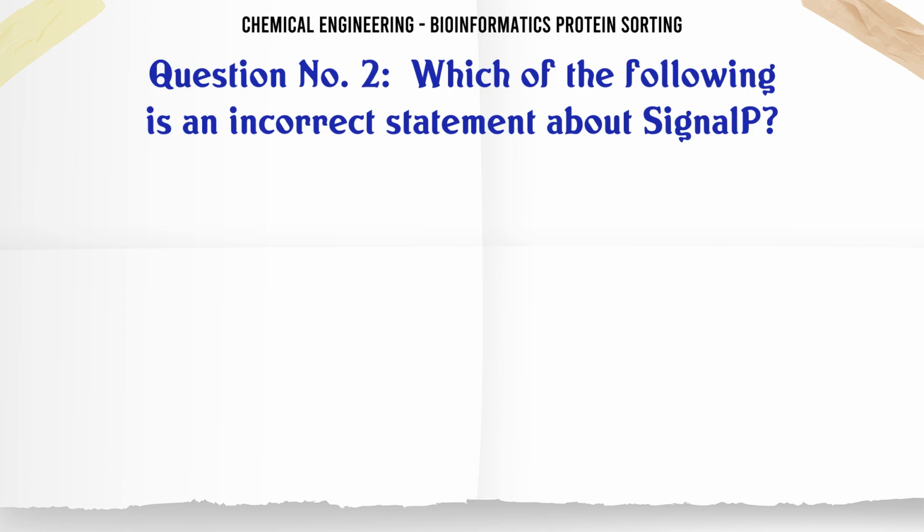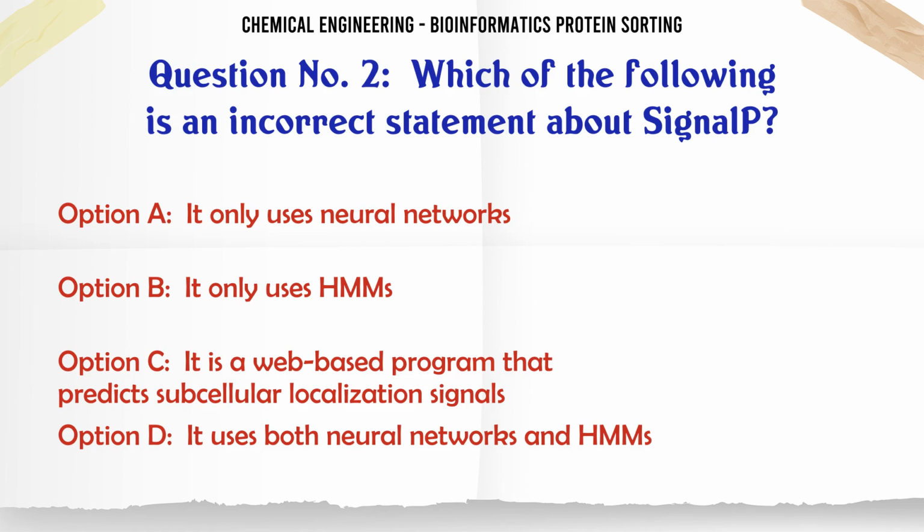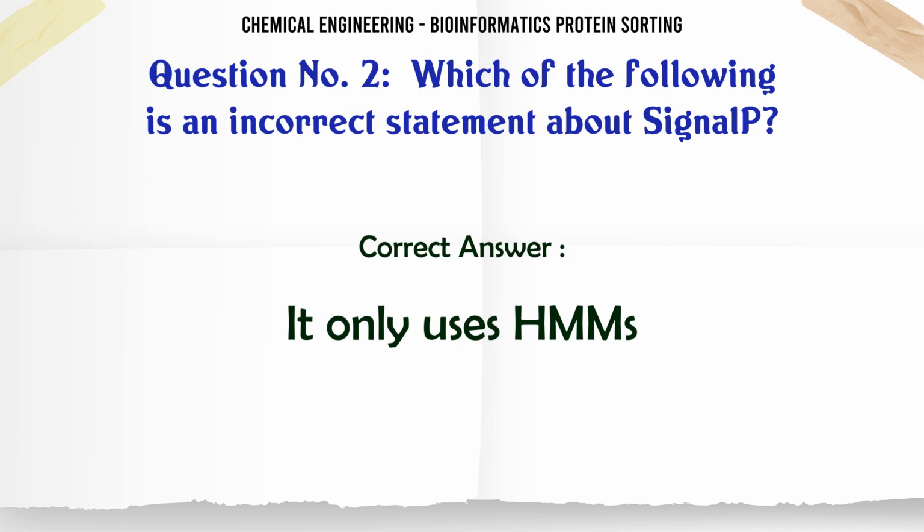Which of the following is an incorrect statement about SignalP? A. It only uses neural networks. B. It only uses HMMs. C. It is a web-based program that predicts subcellular localization signals. D. It uses both neural networks and HMMs. The correct answer is it only uses HMMs.